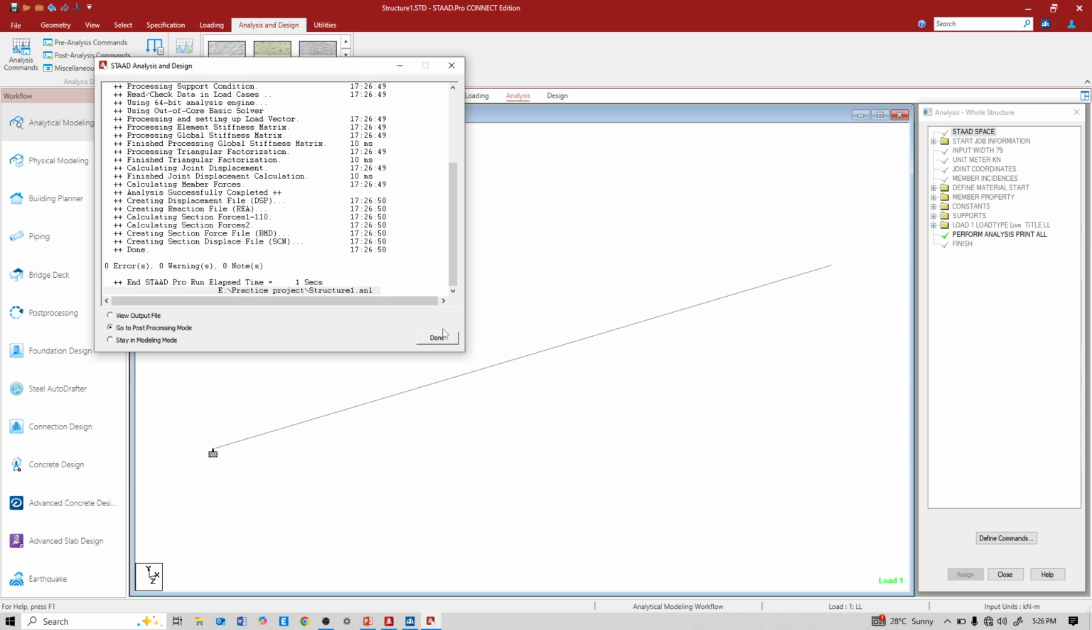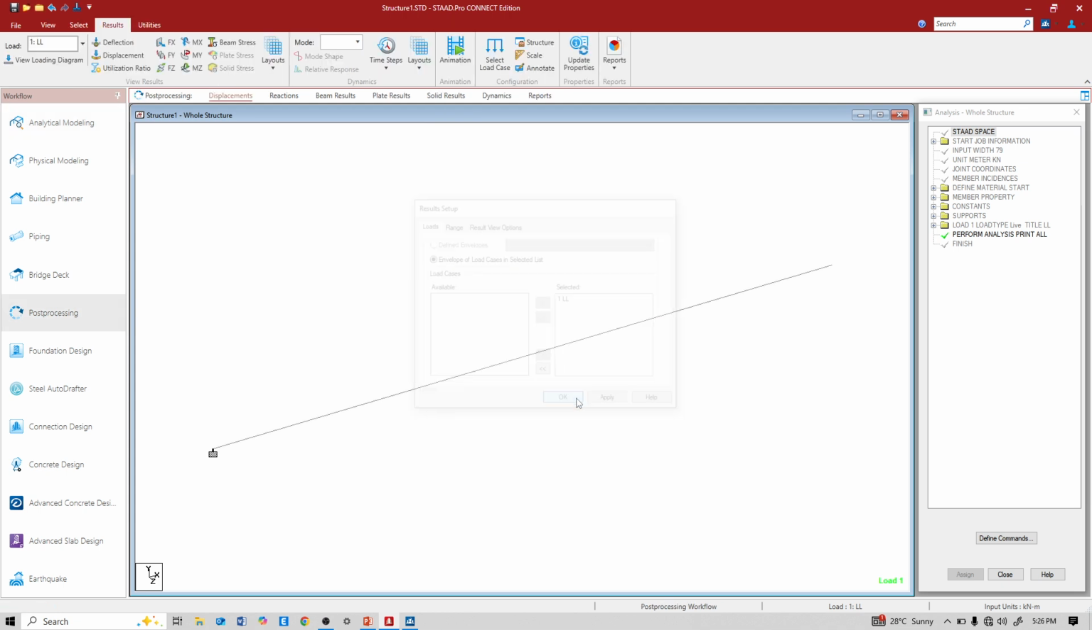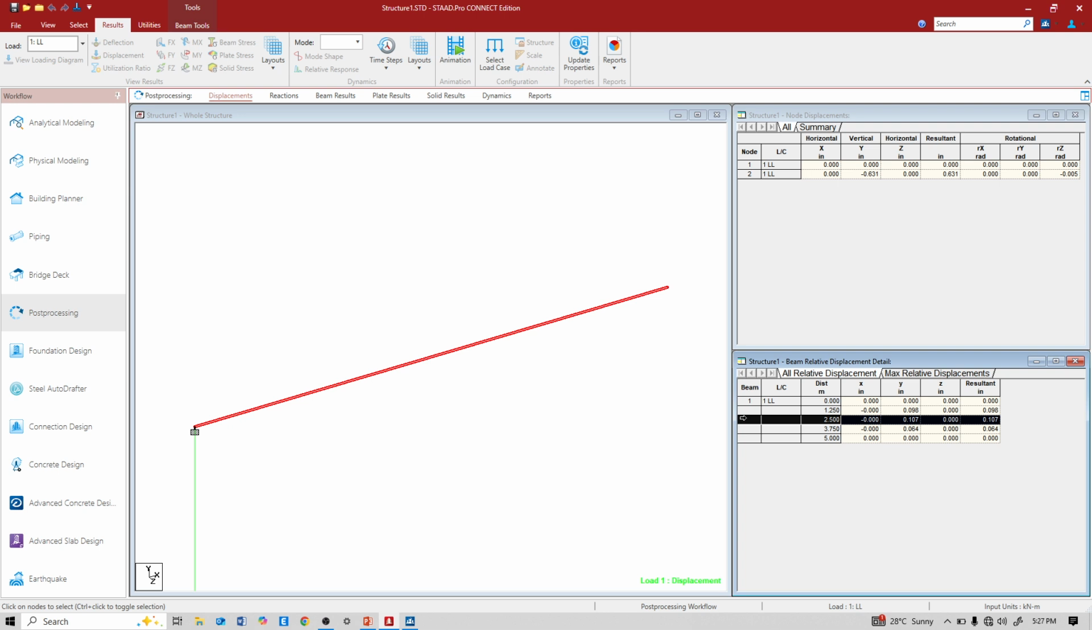Go to post processing. First see deflected shape. Now see deflection. This Y is in inches. Maximum deflection is 0.107, that means it is 2.72 mm maximum deflection at middle of this beam.